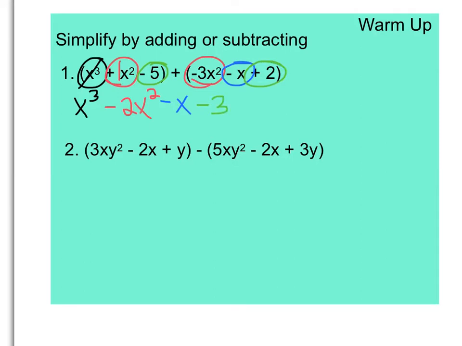Now you didn't have to write it in this order. If you have x cubed minus 2x squared minus 3 minus x, that's absolutely fine. It's just the minus signs are important to make sure you have them next to the right number.